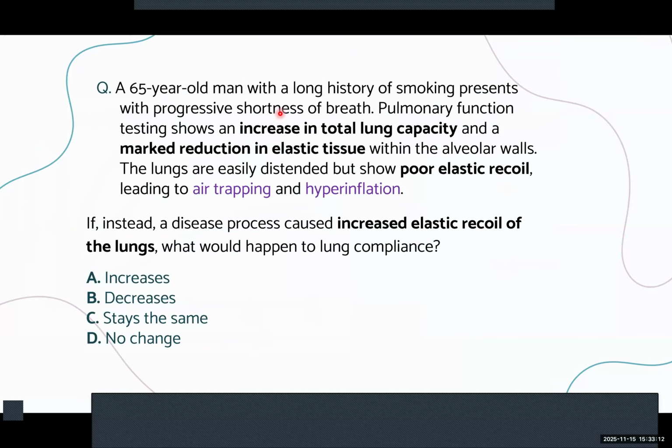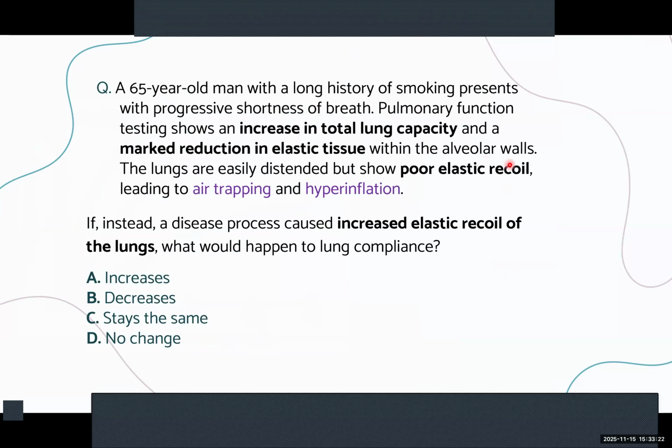A 65-year-old man with a long history of smoking presents with progressive shortness of breath. Pulmonary function testing shows an increase in total lung capacity and a marked reduction in elastic tissue within the alveolar walls. The lungs are easily distended but show poor elastic recoil, leading to air trapping and hyperinflation. If instead a disease process caused an increased elastic recoil of the lungs, what would happen to the lung compliance?